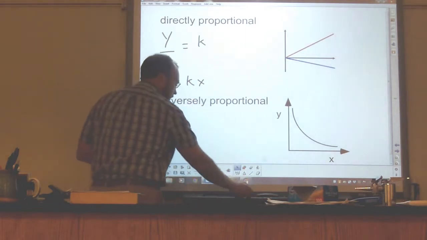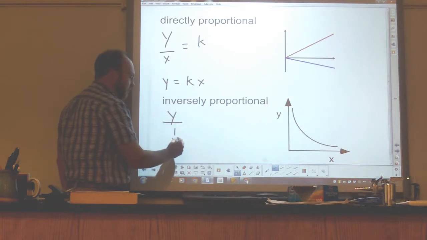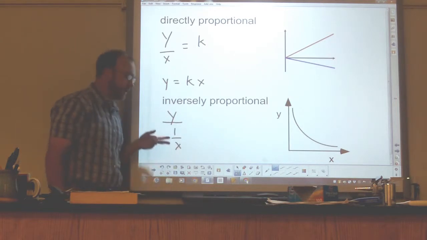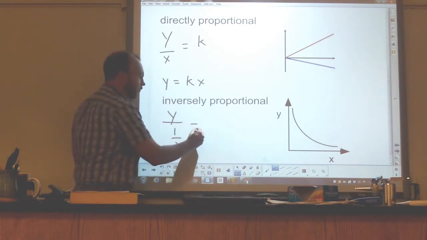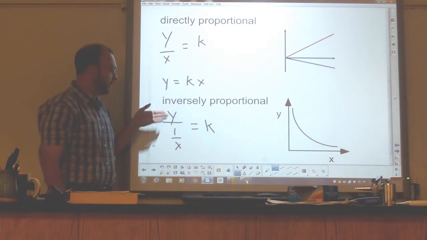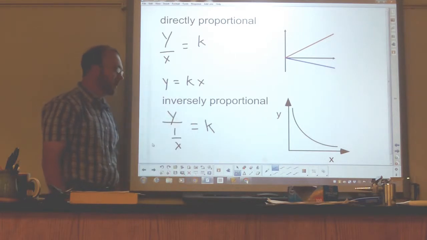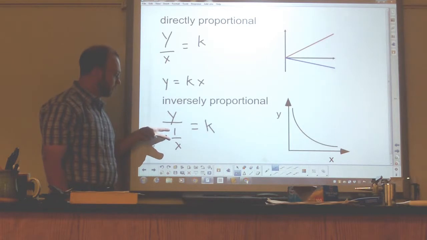So let's say that I wanted to look at that, and let's say I said that y is directly proportional to the inverse of x. Now remember, the inverse of x is its reciprocal, 1 over x. So if y is directly proportional to the inverse of x, then y divided by 1 over x will be a constant. Well, we can do just a little bit of arithmetic to simplify this.